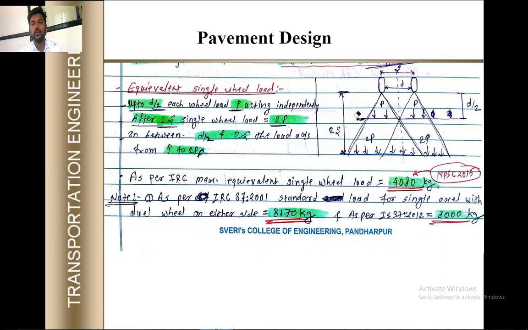Please see the figure. The clear distance between two tires is d. The clear distance, inside to inside, in the figure, the distance between the tires is d. And the center to center distance between the tires is s. Okay. When I go up to the depth of d by 2, the pressure will be p only.